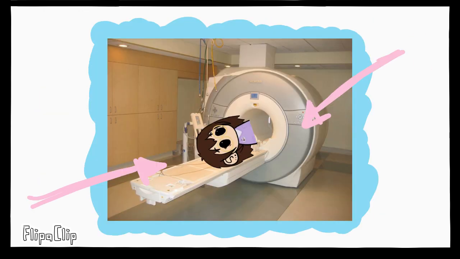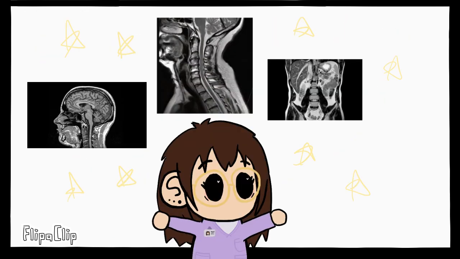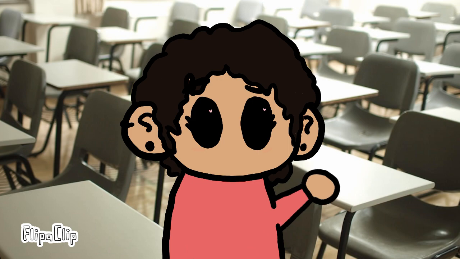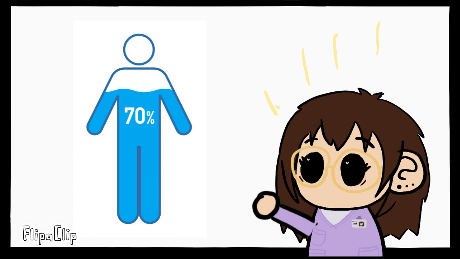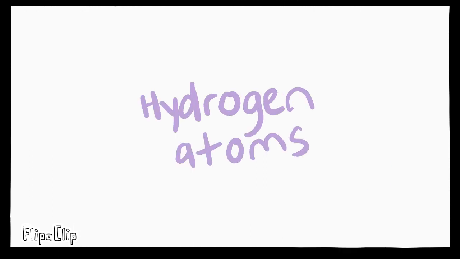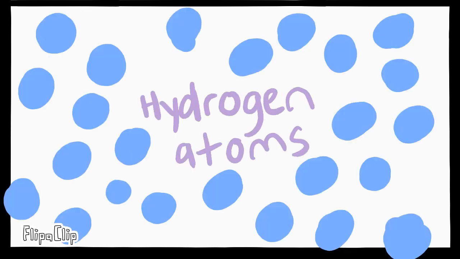The patient is often placed into a gantry that looks like this, and a strong magnet is used to create clear cross-sectional images that look like this. How does a magnet create images? Well, our bodies are mainly made up of water. The magnet is able to create very detailed images because of the hydrogen atoms in our body.